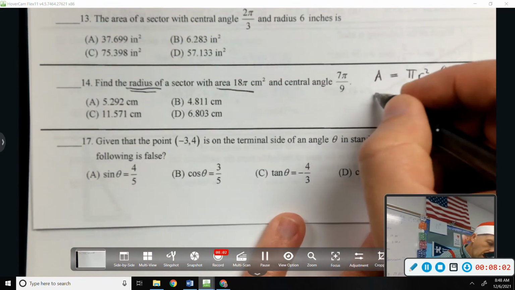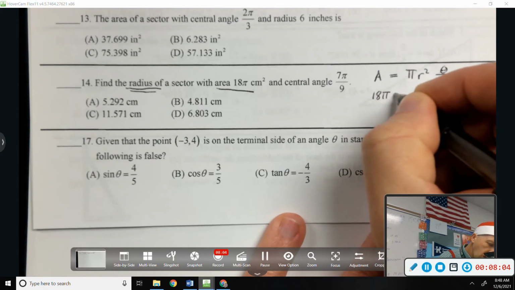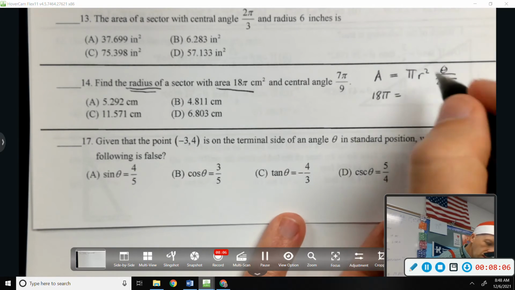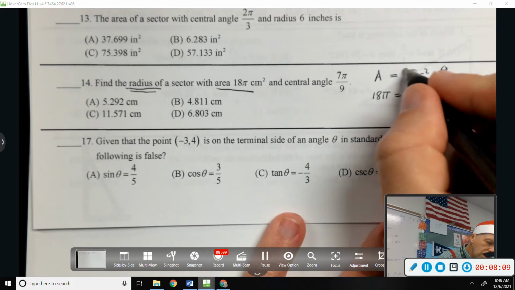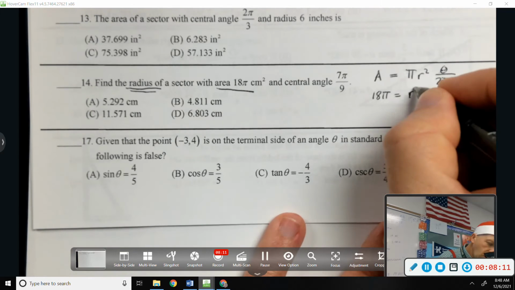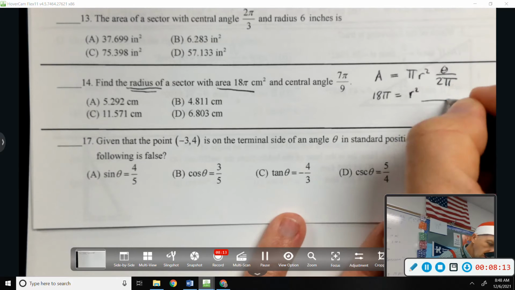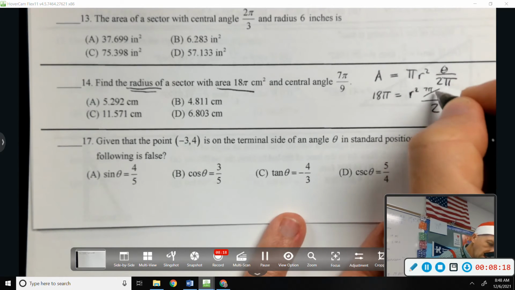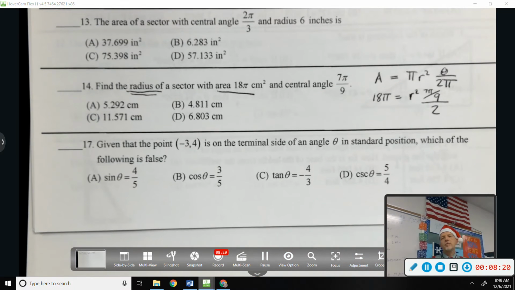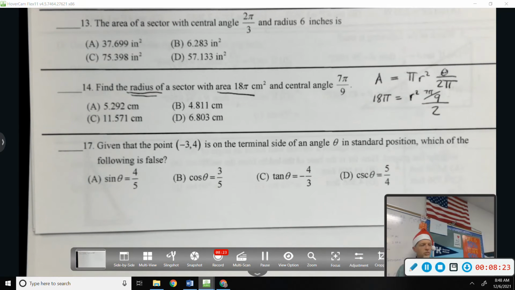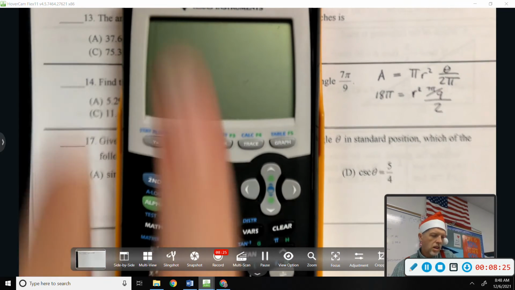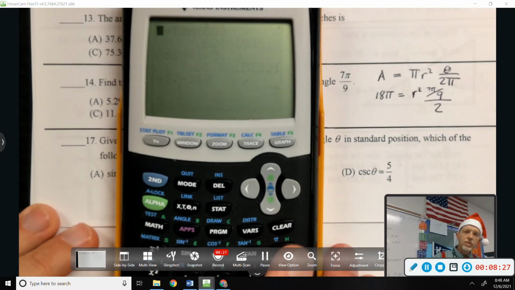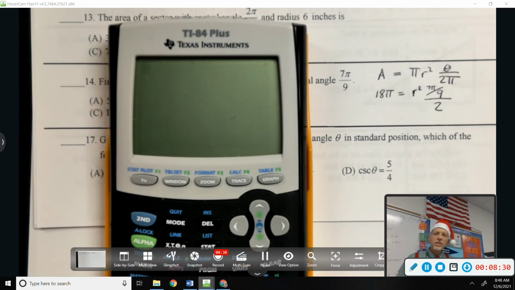So let's start filling things in. Area is 18 pi. The pi's could cancel on this side. So r squared over 2, and theta is 7 pi over 9. Oh, we got fraction issues. Although we have a calculator, so it should be okay. Hopefully we know how to use a calculator. So that looks weird with fractions and fractions and fractions. What would you do first to start to get r squared by itself?